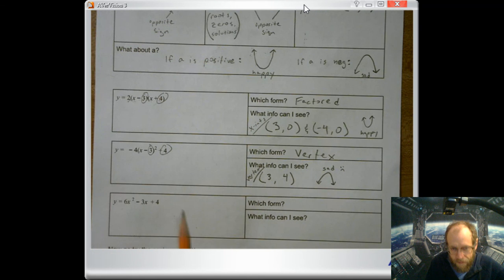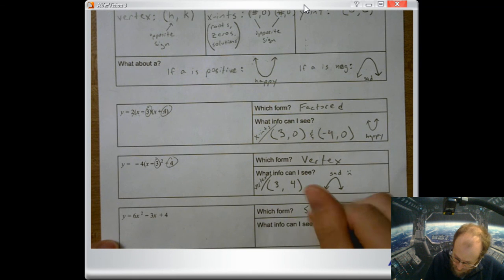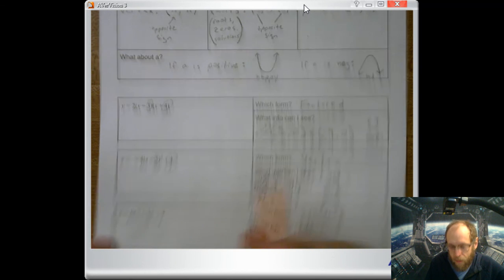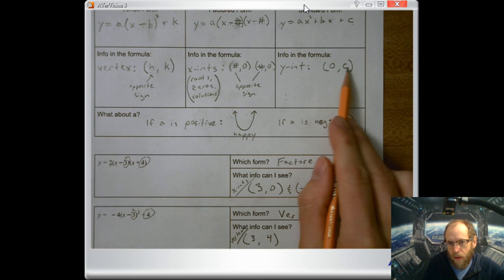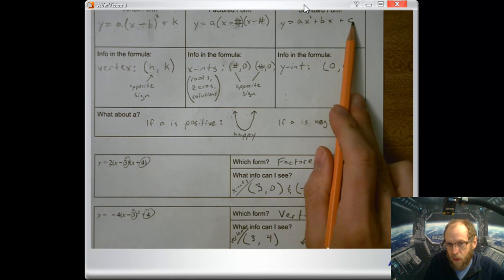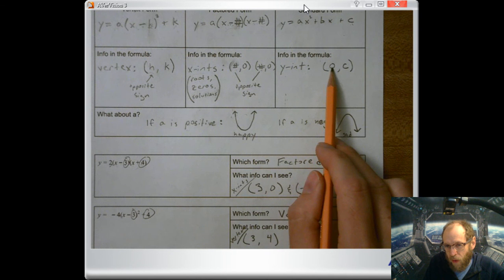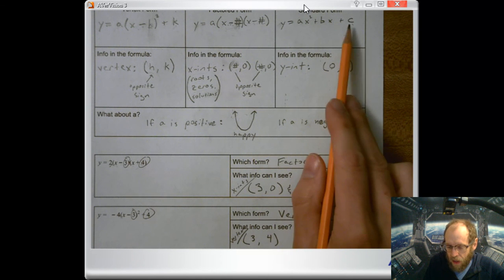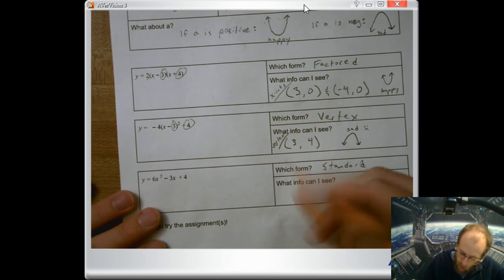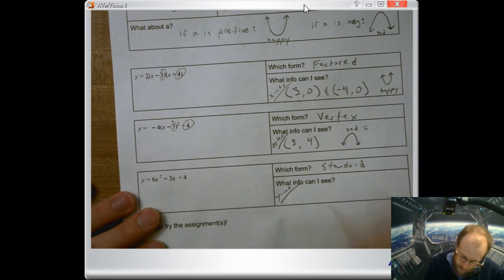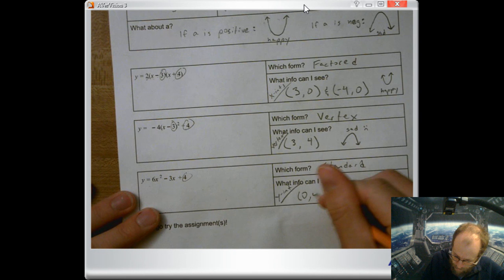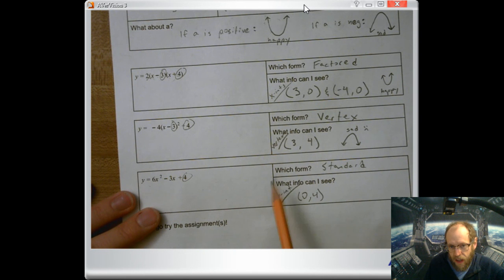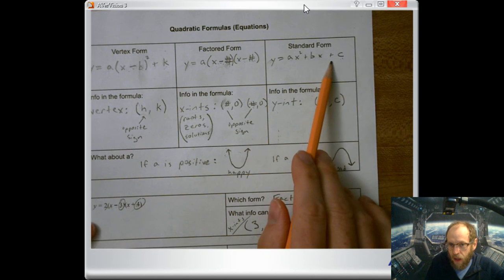Okay, last one. This is standard form. What info can I see from standard form? According to my notes, I should be able to see the y-intercept, and the y-intercept is going to come from this c value. The x value is always 0 for a y-intercept, but the y value comes from c. So my y-intercept should be (0, 4). And again, I don't change the sign here because there's a plus in the formula.